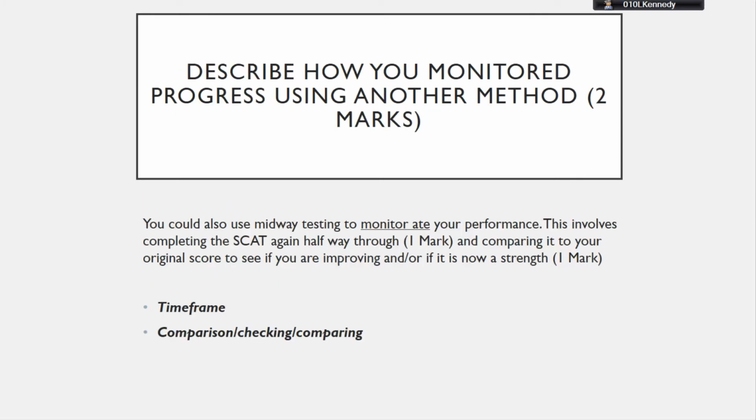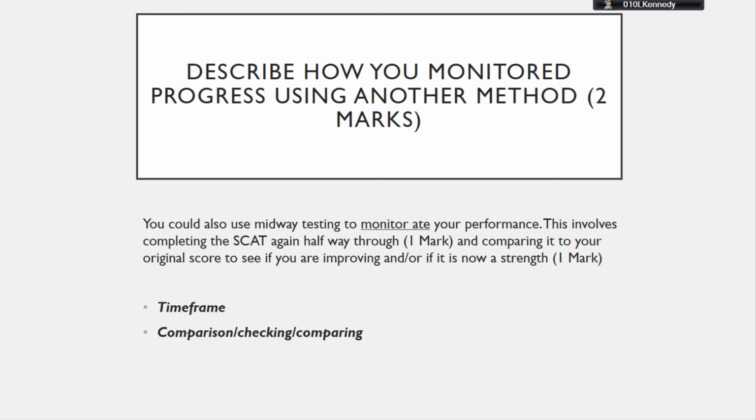The second question in the last task was describe how you monitored progress using another method. So you could have used the SCAT test, you could have used the focus and concentration test, and you could have used the roles and responsibilities questionnaire. I've just said SCAT here, so that doesn't matter. So if you said any of those names, that's fine. So this is the answer to that one.